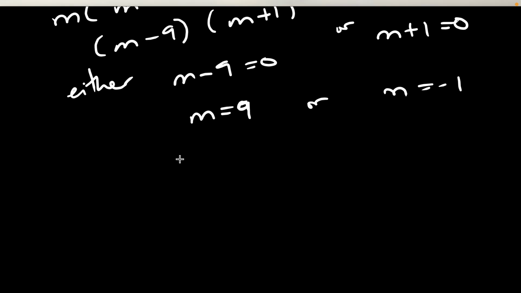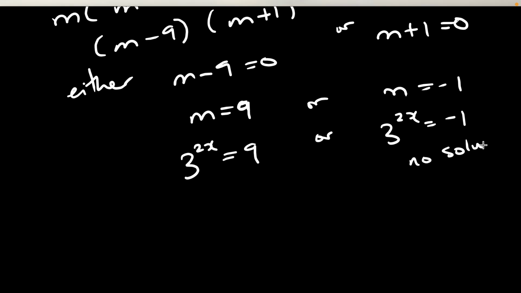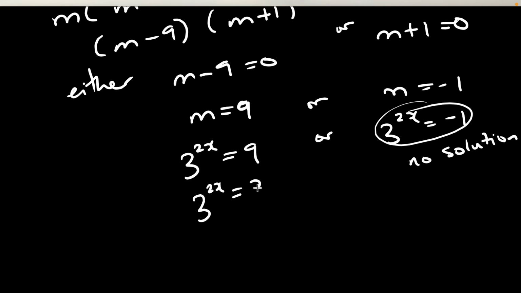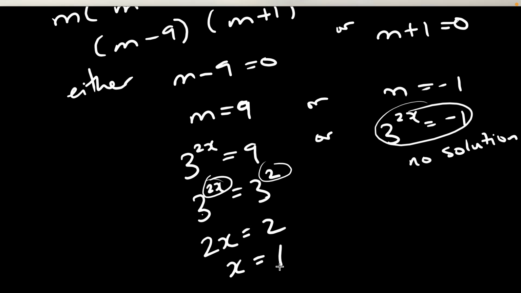Now, if m is 3 to the 2x, that means 3 to the 2x is equal to 9 or 3 to the 2x is equal to negative 1. And one of the things that you must know is that you can never raise a positive term to any power and get a negative term. So there is no solution on this side. That's out. But over here, we can say 3 to the 2x is equal to 9, or 3 to the 2x is equal to 3 squared. And if the left side is equal to the right side and the bases are the same, that means these two must be the same. So I can say 2x is equal to 2, which means x is equal to 1. And that is our solution.